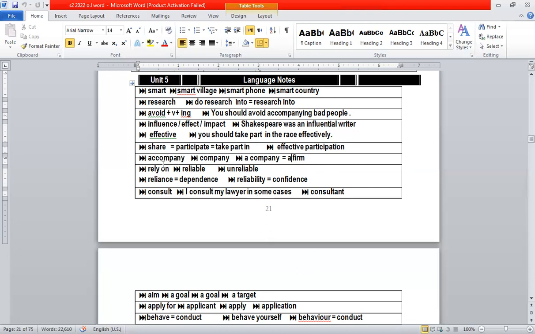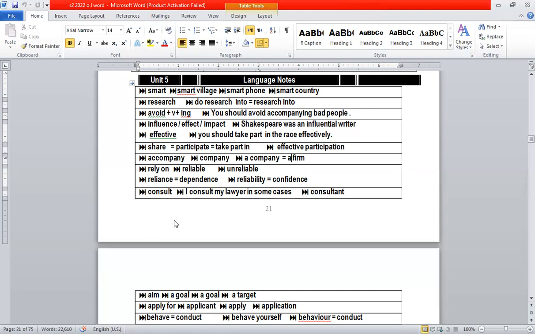Rely on, rely all the time is followed by the preposition on. Like depend on, and the same meaning. Rely on, depend on. Reliance equals dependence. Reliability equals confidence. So reliability is confidence, reliance is dependence.